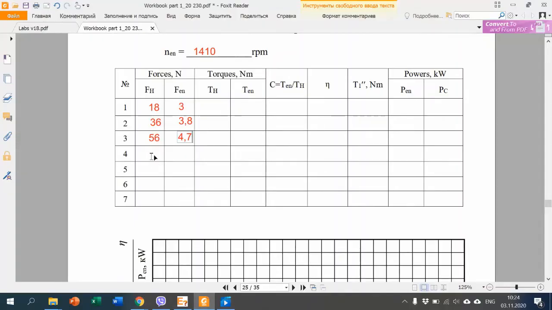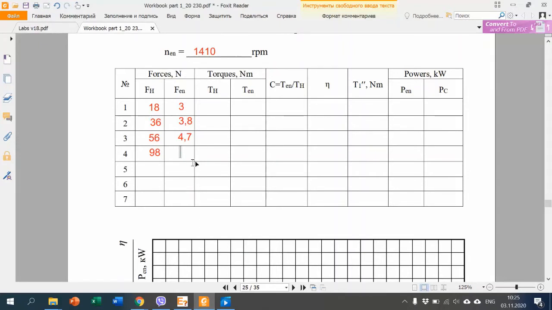We add 4 kilograms, 4 and 2 kilograms, it's 42 newtons, it's 98 newtons, and the result is approximately 6 newtons.